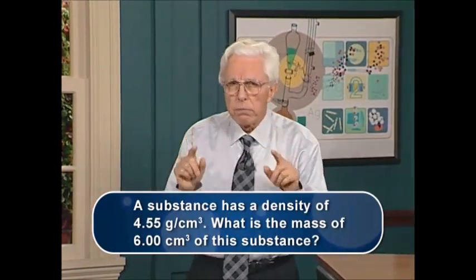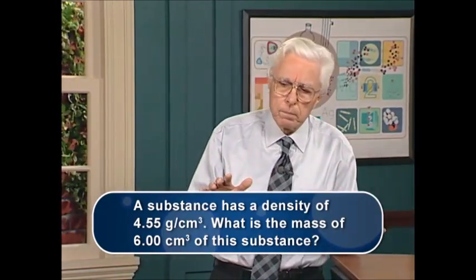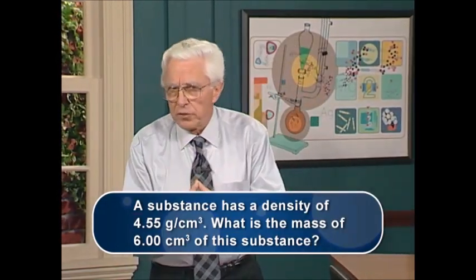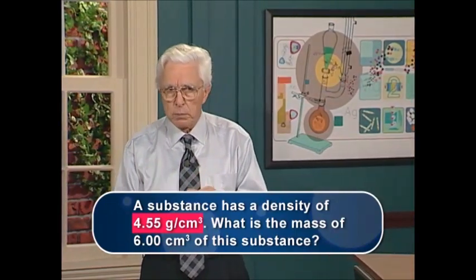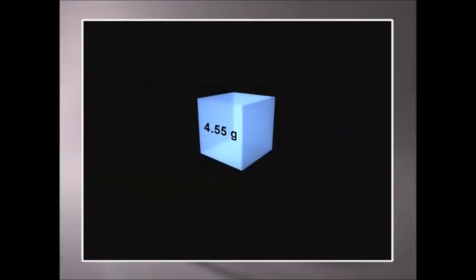But let's just solve this problem by thinking logically. The problem says that the density of this substance is 4.55 grams per cubic centimeter. We know that what this is really telling us is that 1 cubic centimeter of this material would have a mass of 4.55 grams. If I had one of those little cubes of this stuff, the cube would have a mass of 4.55 grams.